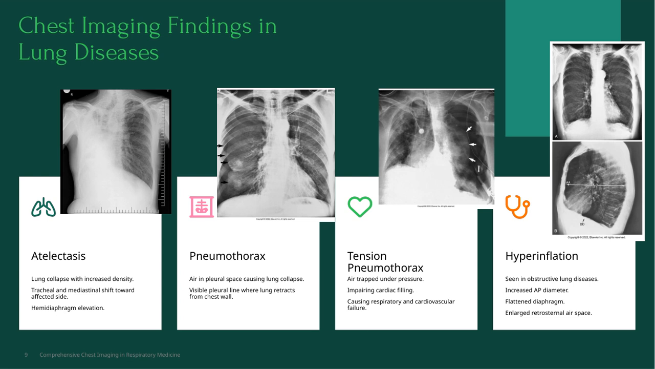Finally, hyperinflation is commonly seen in obstructive lung diseases like COPD. On imaging, you'll notice an increased anterior-posterior diameter of the chest, a flattened diaphragm, and an enlarged retrosternal airspace. Recognizing these features helps us understand the extent of hyperinflation and its impact on lung function.